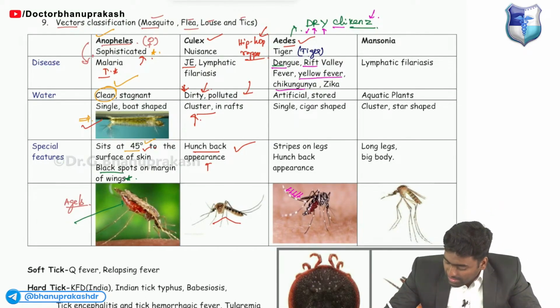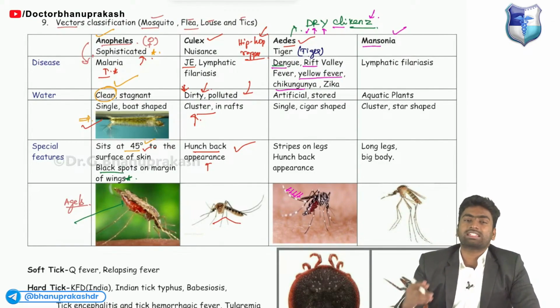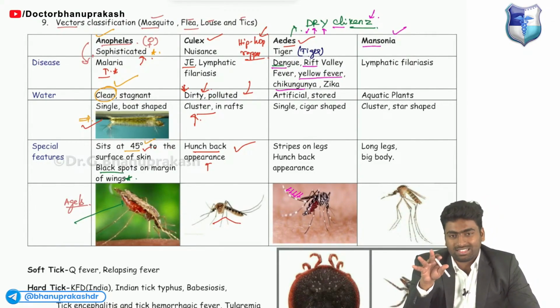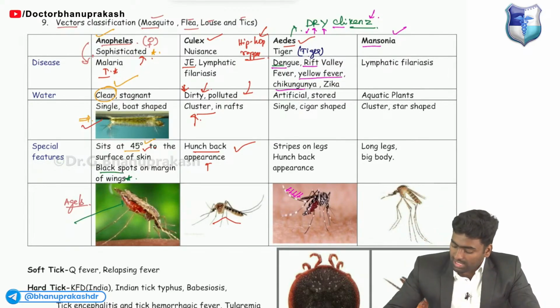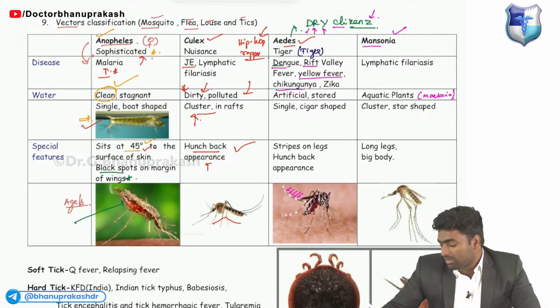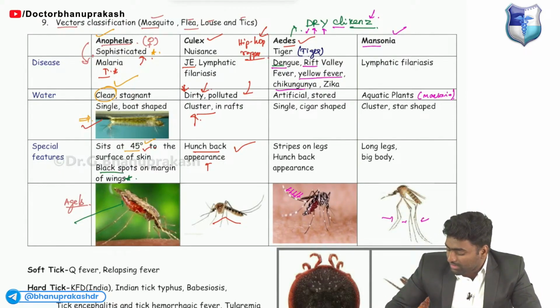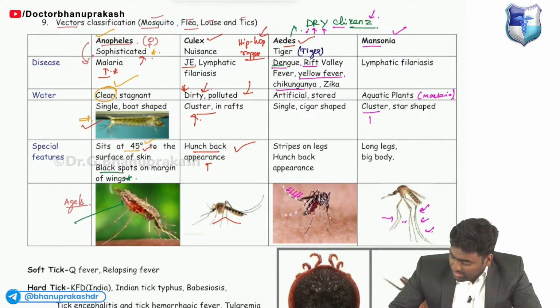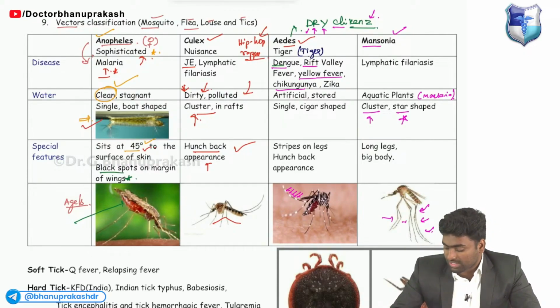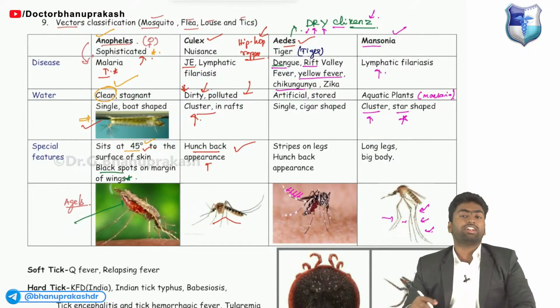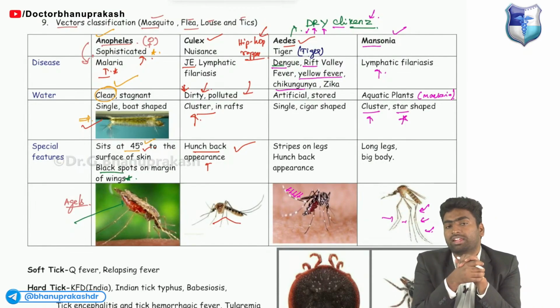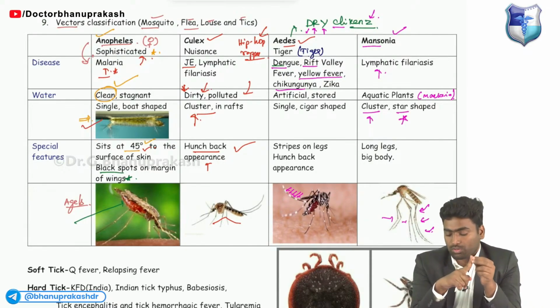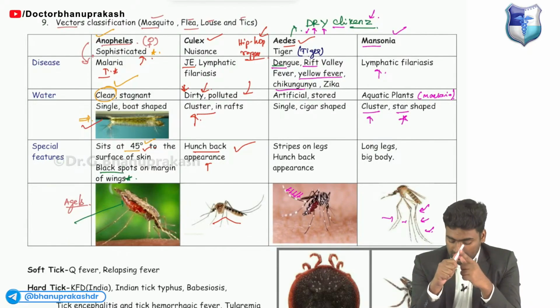And next one, what is it? It is this Mansonia mosquito, it has a peculiar feature. It will lay its eggs on Mansonia plants, which are aquatic plants. So they are given the name Mansonia itself. And they will be having long legs when compared to the other mosquitoes. They also lay eggs in clusters, but in star-shaped clusters, and it is responsible for causing lymphatic filariasis. So lymphatic filariasis will be transmitted by two mosquitoes. One is this Mansonia. Next one is the Culex.